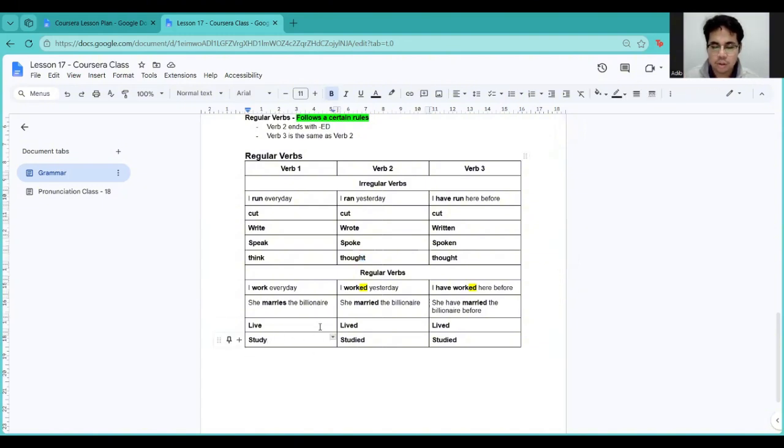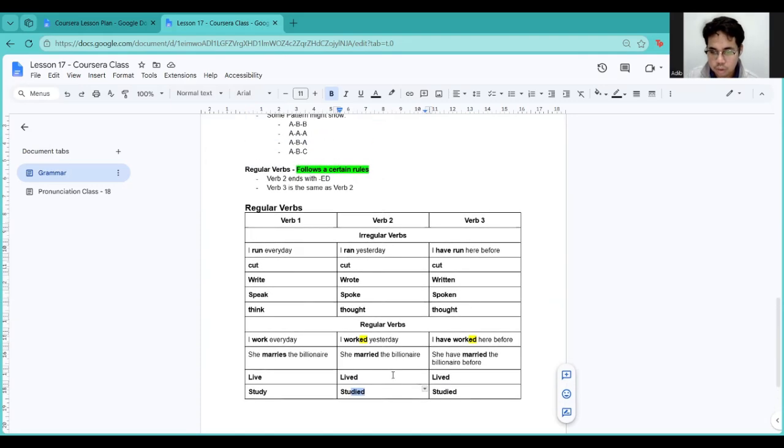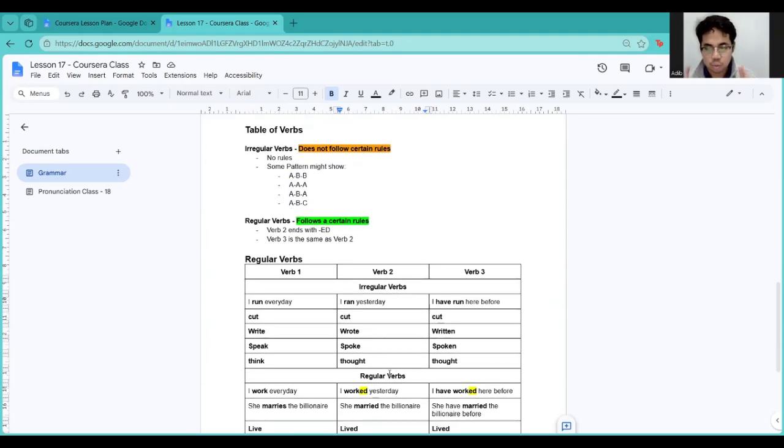Now, it also works the same way with live, lived, and lived, and then study, studied, and studied. But remember, if the word ends with a Y, and before the Y there's a consonant, we need to change the letter Y into IE so that it becomes studied. Okay, but you read it the same. That's it. Any question?